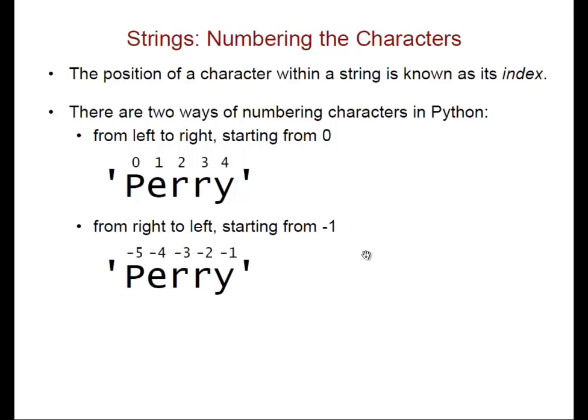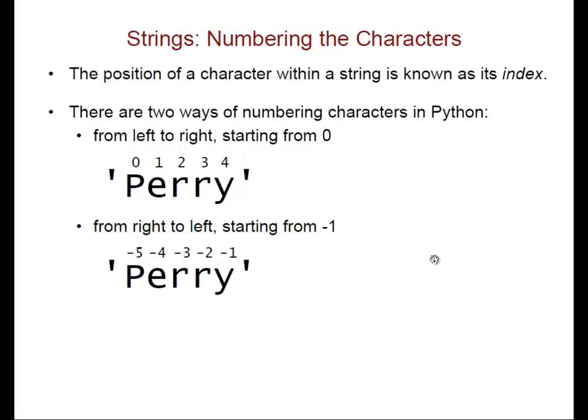One is to go from left to right, starting from 0. So 0 would be the position of the first character, 1 is the position of the second, etc. And these position numbers are known as the index of the character. You can also go from right to left in Python. So the rightmost character has an index of -1, and we work our way backwards, and they become more negative.